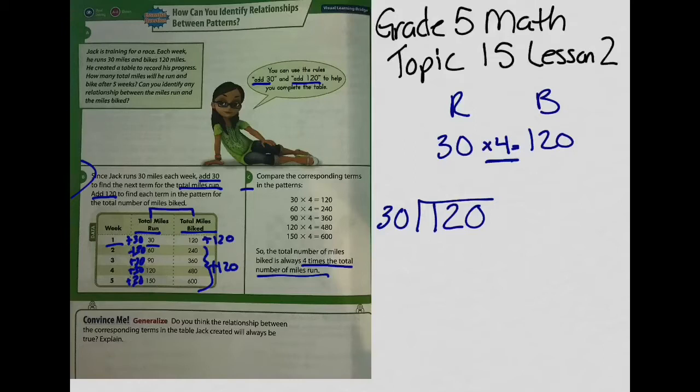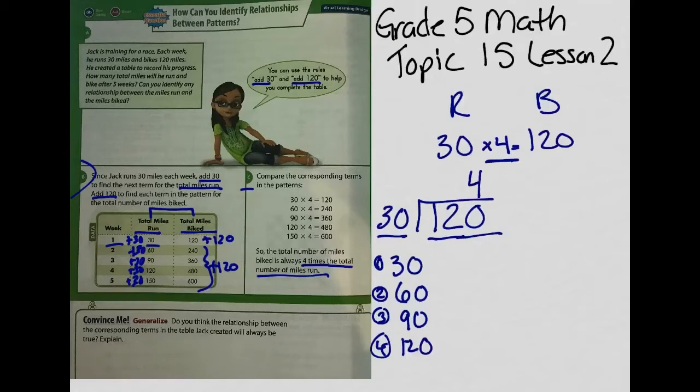So looking at 30, does 30 go into 1? No. Does 30 go into 12? No. Does 30 go into 120? Yes. So we have to count by 30s to see how many times. So I have 30, 60, 90, 120. So that's 1, 2, 3, 4. 4 times. That's how they're getting the relationship of 4.